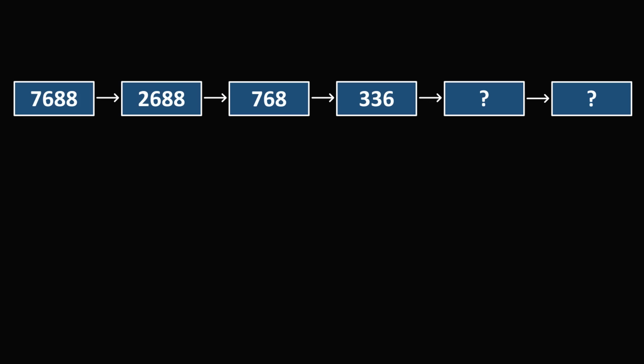Let's consider the ratio of numbers. So going from the first to the second, we would multiply by 961 over 336. Then we would multiply by 7 over 2. And then we would multiply by 16 over 7.